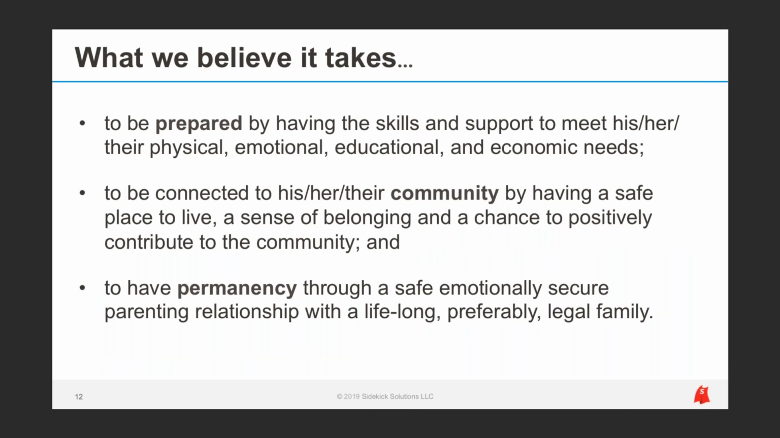So following those steps, we created our own template of what would it take to get all the results that we believe all kids deserve. And here's where we landed. We thought that kids need to be prepared to have the skills in order to be successful as an adult. They need to be connected to their community, and they really need to have permanency. And permanency for us meant a secure parenting relationship with a lifelong, preferably legal family.